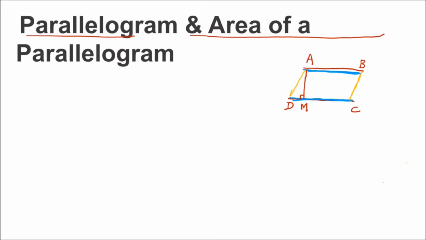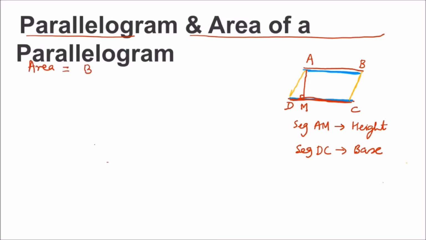Seg AM is the height of a parallelogram, and side DC, you can see in this figure, is the base. So seg DC is the base of parallelogram ABCD, and area of a parallelogram is base into height. Okay, area of a parallelogram is base into height. It is the formula for area of a parallelogram.